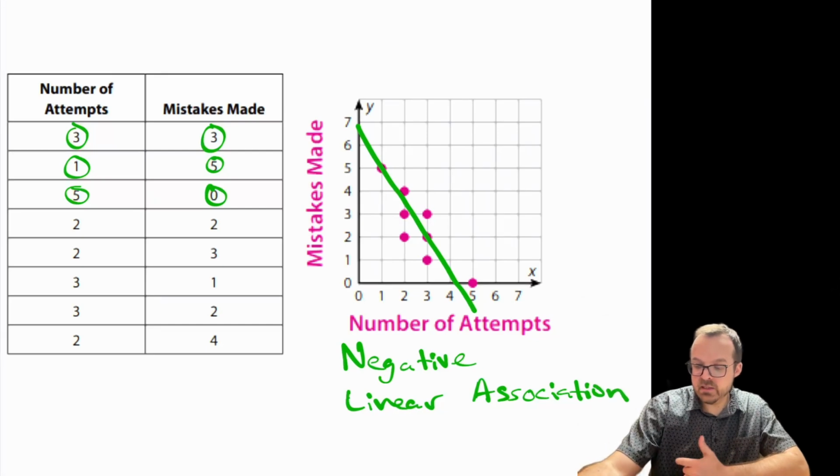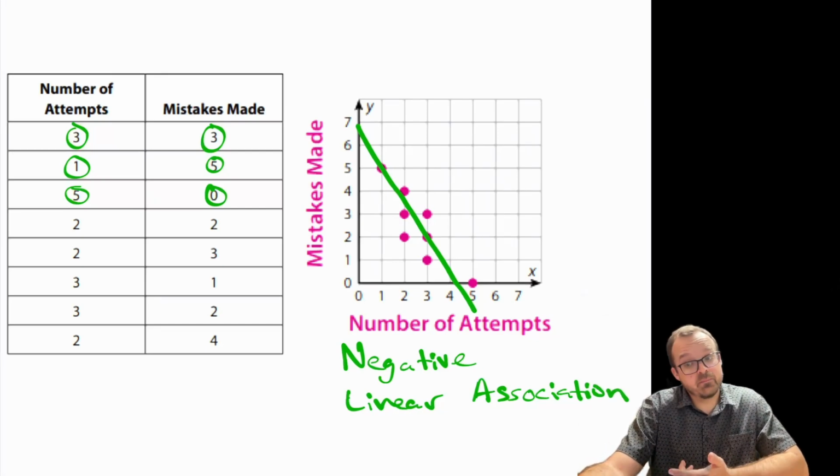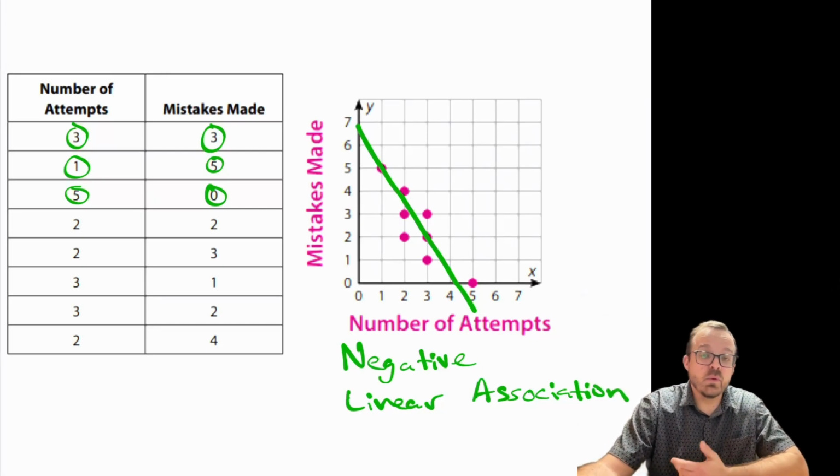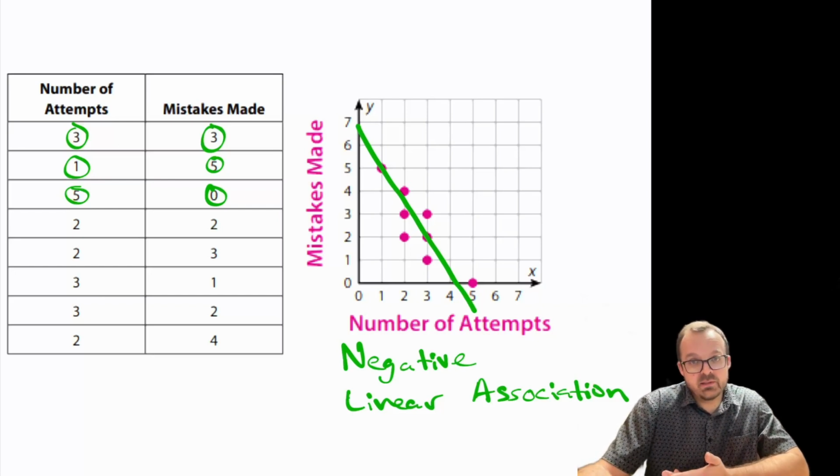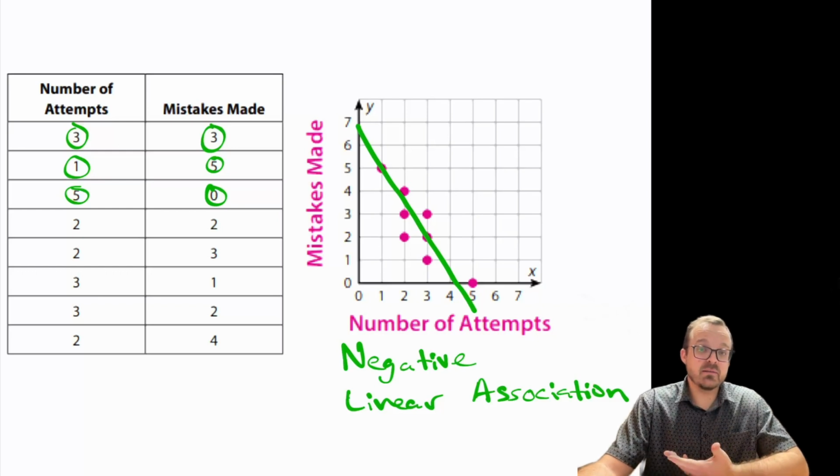All right, so we have a negative linear association on this one. So what does that mean? The more attempts I make, the less mistakes I make. You should take that into consideration when you need to retake a test. When you go to retake it, chances are you're going to make less mistakes.